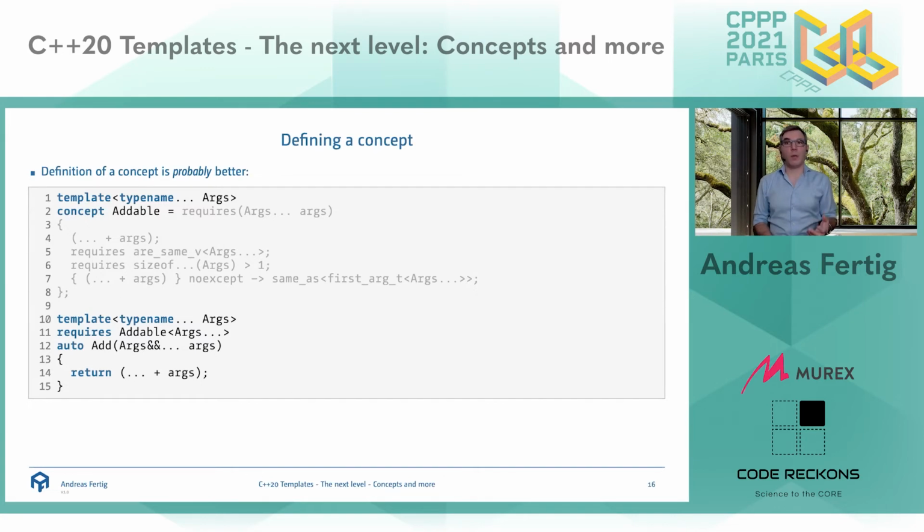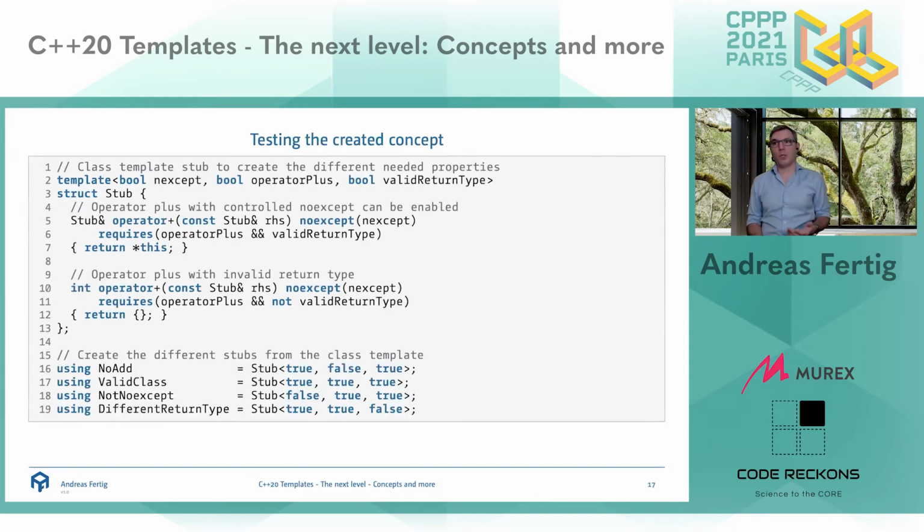And while we're talking about real-world code, we probably should test that thing, right? Because it's a core component now of this function, our concept edible. And here's my approach of testing the created concept. I'm creating myself here a stub. The struct in line number 3 is also called stub.